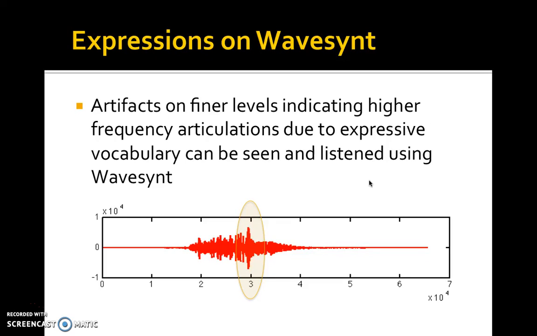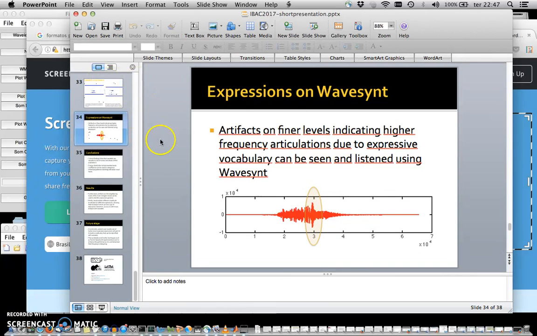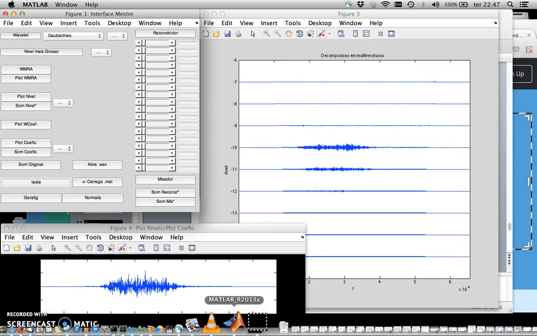Expressions on Wavesynt. Artifacts on finer levels indicate higher frequency articulations due to expressive vocalization, and this can be seen and listened to using the Wavesynt. We can do this. This is the Wavesynt. This is the original sound of the more expressive vocalization.